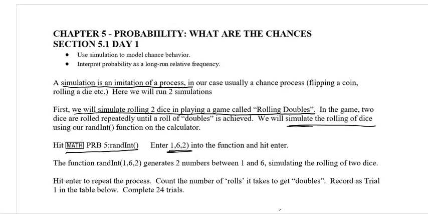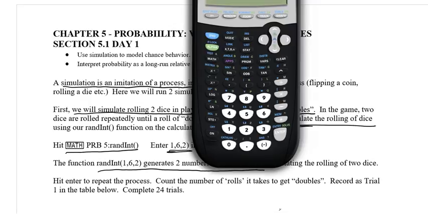The 1 and 6 tell us the low number and the high number that we want to have, and the 2 is how many times we want it to generate. So the function is going to generate two numbers between 1 and 6, which is our simulation of rolling two dice. So let's do that.